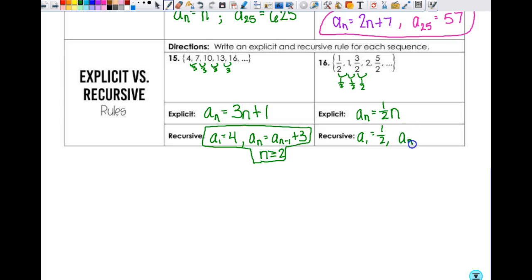And then a sub n is going to be a sub n minus 1 plus 1/2. Because I'm still adding 1/2. It's a different way to look at it. But this one, if I want the 50th term, I have to find all 50 terms. Where if I want the 50th term here, I don't. Okay. And then this would be n is greater than or equal to 2 again, because I had 1. Okay. All right, we good?